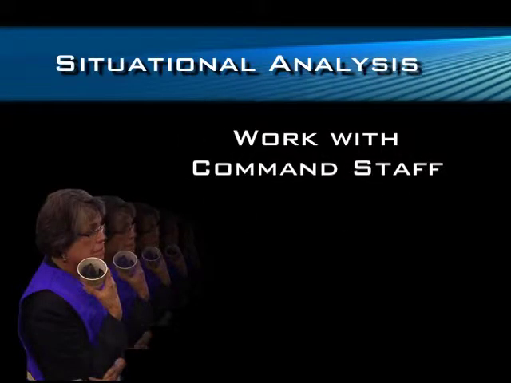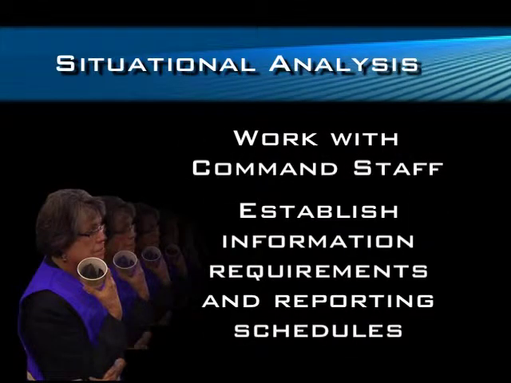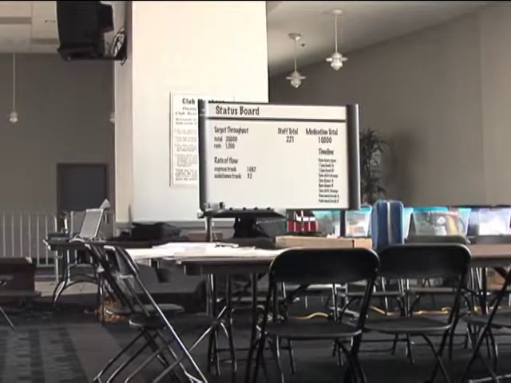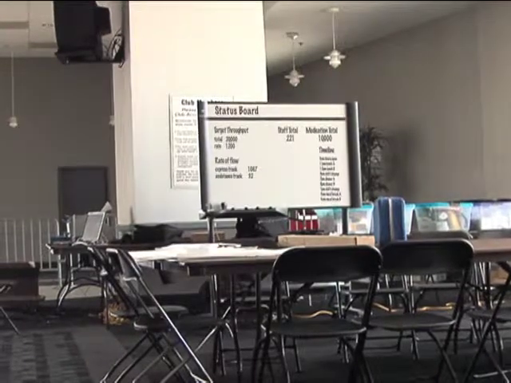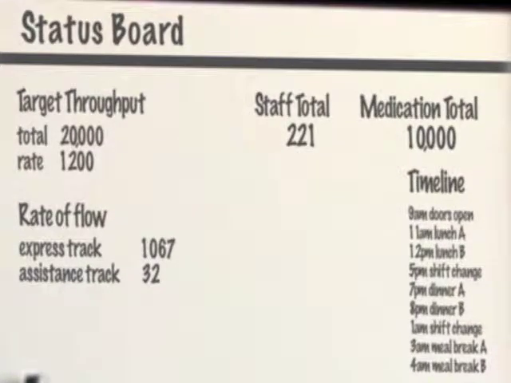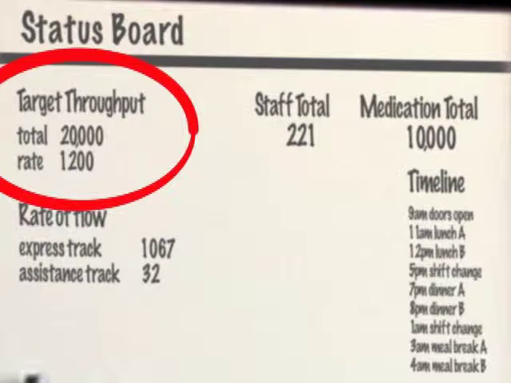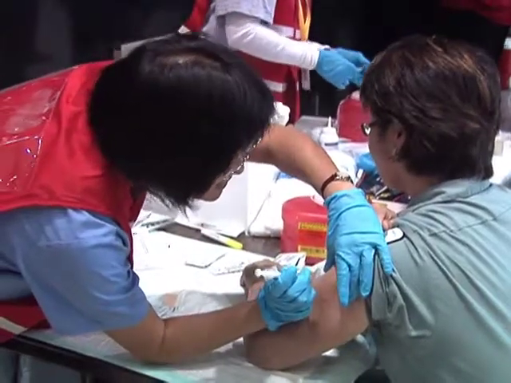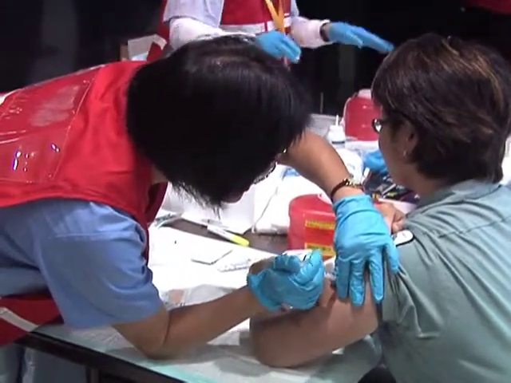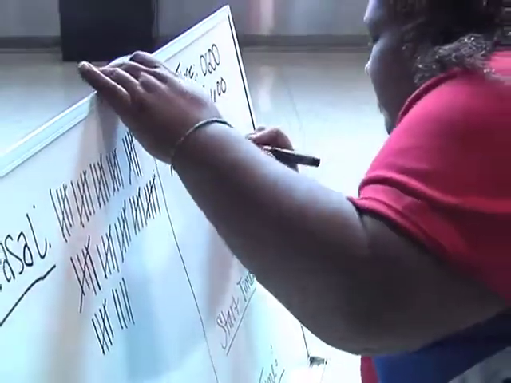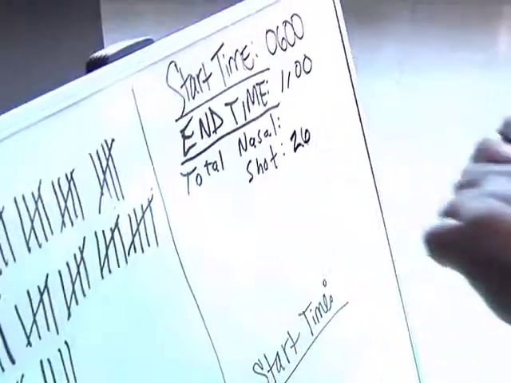You should work with command staff to establish information requirements and reporting schedules. One of the group's first goals should be to compile and display incident status information in the command area. Set up a status board that shows your pod's target throughput, both the estimated total number of people and the target rate. This is essential in a time-critical event because pod rule number 1, speed equals survival, can only be effective if you know the speed.